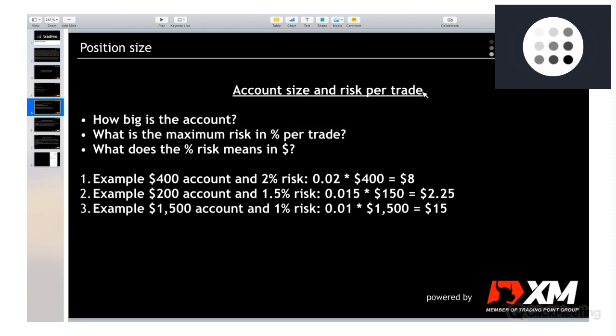So this is the first step with some examples. Was that clear to you, or should we make another example for this first step of the calculation? The absolute risk in money terms always depends on the risk per trade in percentage and the account size. These are very tightly tied to each other. Okay, I see no questions. Then we can go over to the second step.